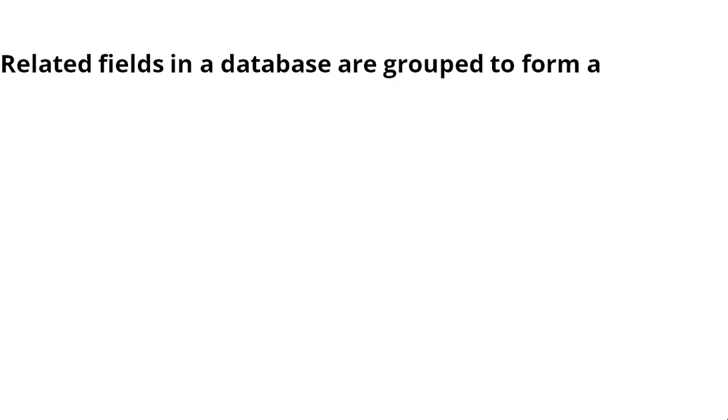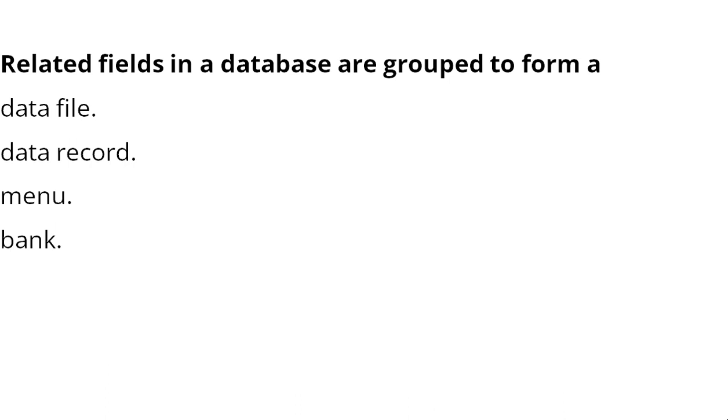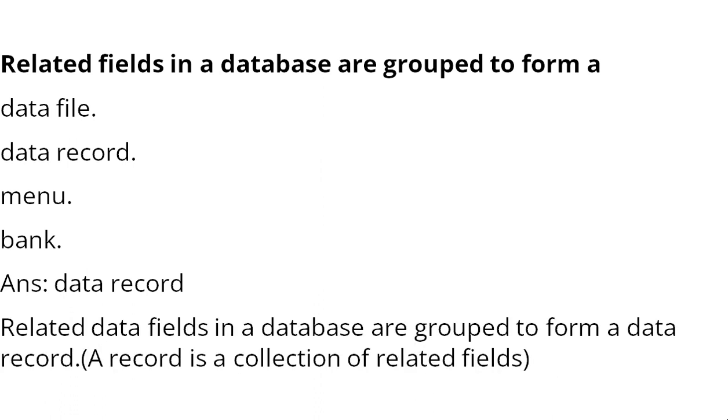Related fields in the database are grouped to form a data file, data record, menu, or bank, and the correct option is data record. Related data fields in a database are grouped to form a data record. A record is a collection of related fields.